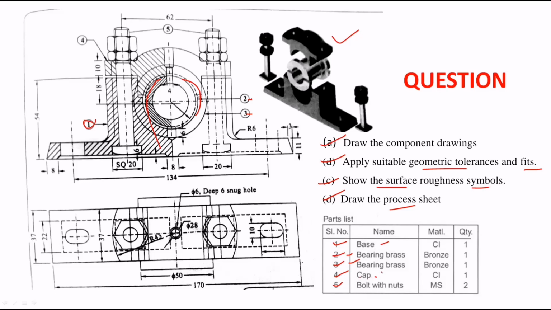And the fourth one is the cap. This is the fourth part, so this portion we can call the cap. And the fifth one is bolts with nuts. So these are the 5 important parts we can see here. In the question, the front view and top view are given along with a parts table, and 4 different types of questions are asked.